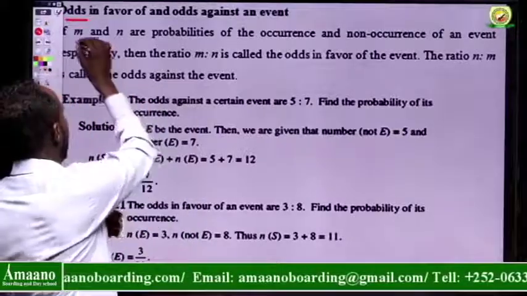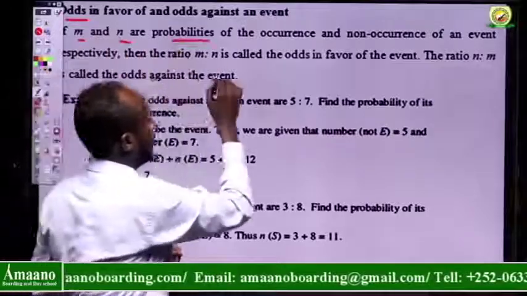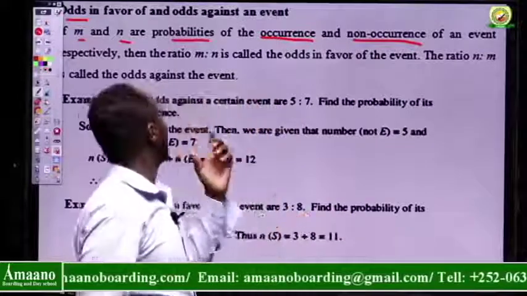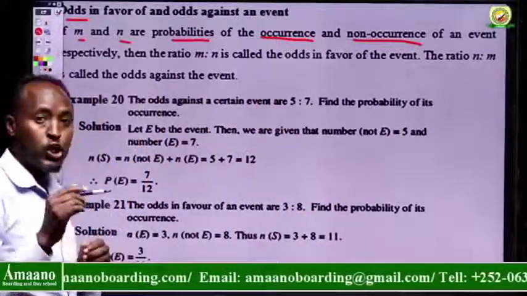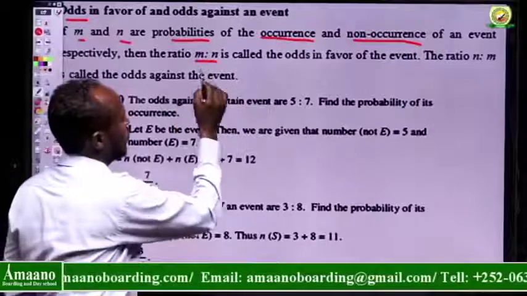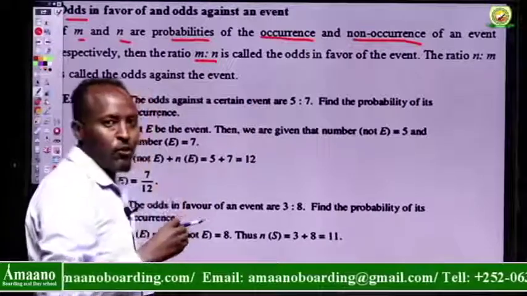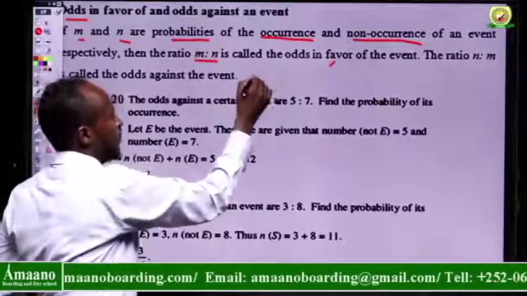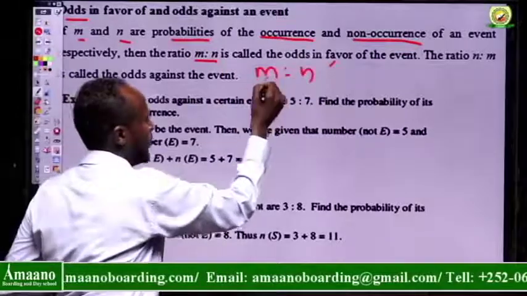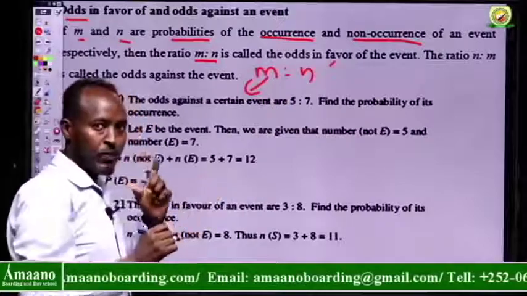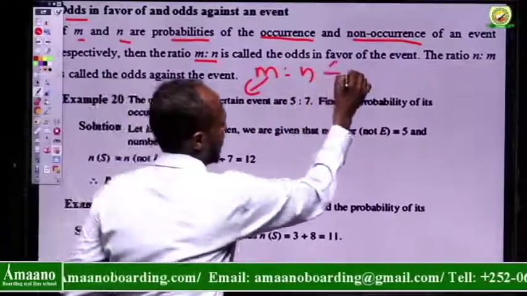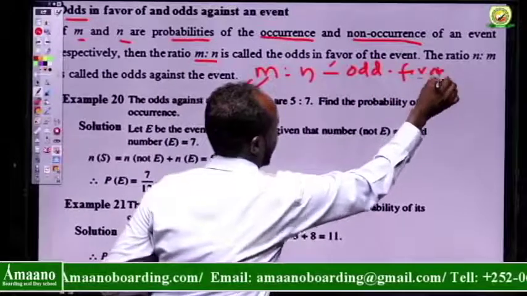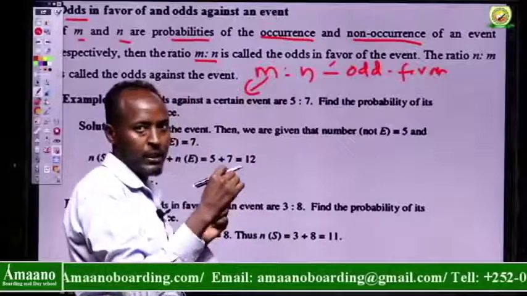Look here, if M and N are the probabilities of occurrence, meaning the event happening, and non-occurrence, meaning the event not happening, respectively, then the ratio M to N is called odds in favor. If it is odds in favor, the first number, M, is the number of ways that the event can occur. Therefore the first number is the number of times that the event can occur.